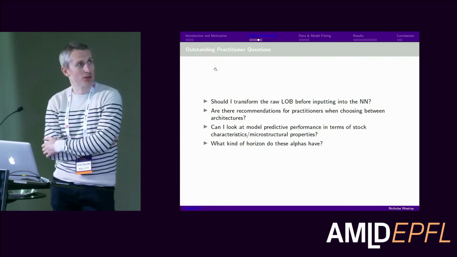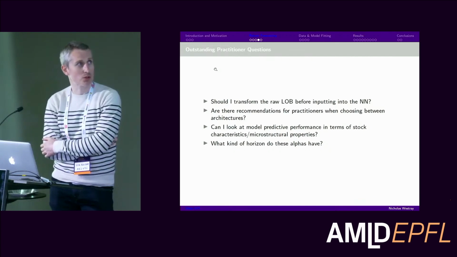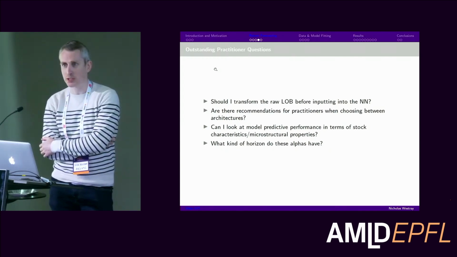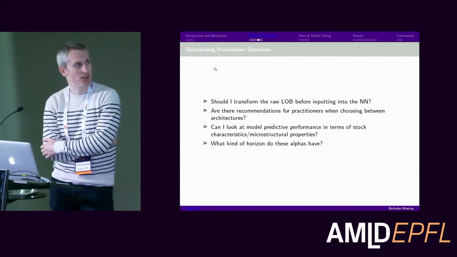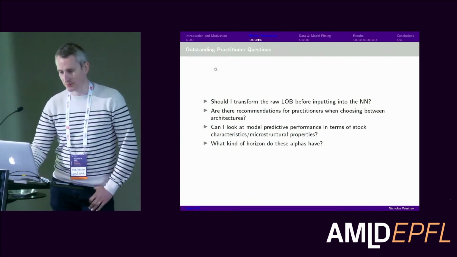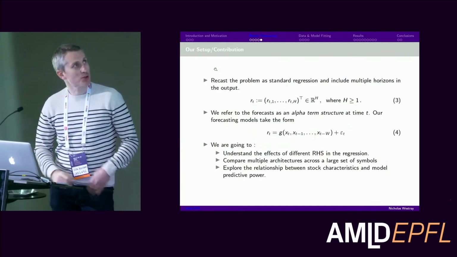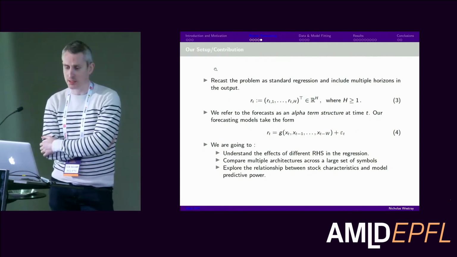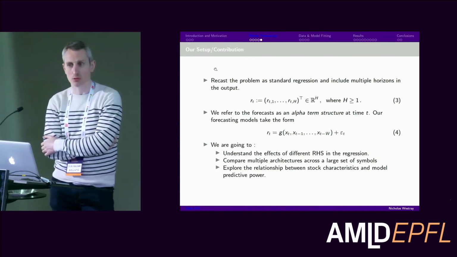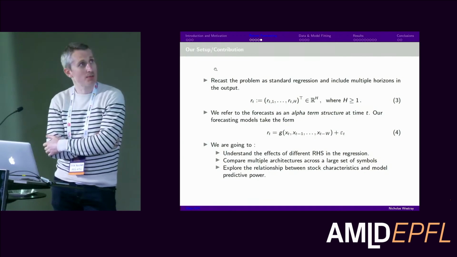More than that, can I look at model predictive performance in terms of stock characteristics and microstructural properties? And finally, if I do predictions of this nature, what kind of horizons do the alphas that come out of this have? Okay, so we want to recast our problem as standard regression, and we want to include multiple horizons in the output. So we want to try and forecast a time series of forward returns.